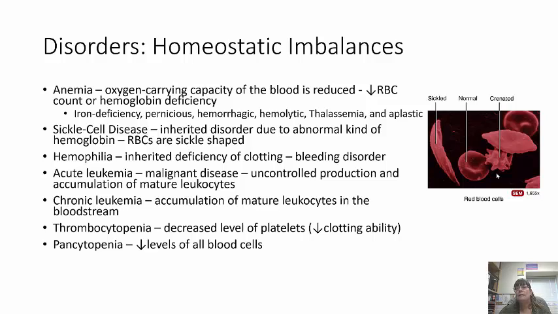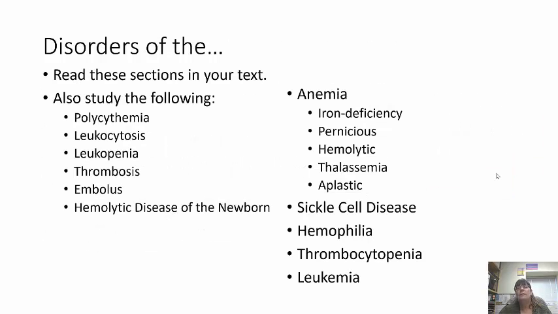Thrombocytopenia, you have a decreased level of platelets, so you're going to have a decreased clotting ability. Pancytopenia, you have a decrease of all your blood cells. So obviously that's going to cause a lot of problems, and with immunity as well. So make sure you read these parts in your book so that you can be familiar with the basics of these. We've talked about a lot of these, and you don't have to know every single detail about them, but just make sure you're familiar with them.